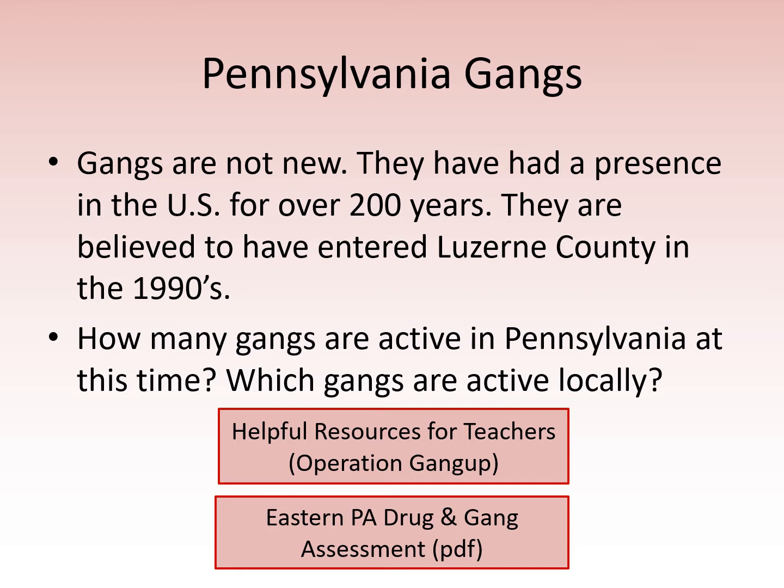Now, the street gangs are believed to have entered Luzerne County, our local area, in about the 1990s. So how many gangs are active in Pennsylvania, and which gangs do we find here? Well, we definitely find the Crips and the Bloods. We have a lot of drug trafficking organizations. We've got the Mexican DTOs and the Dominican DTOs.